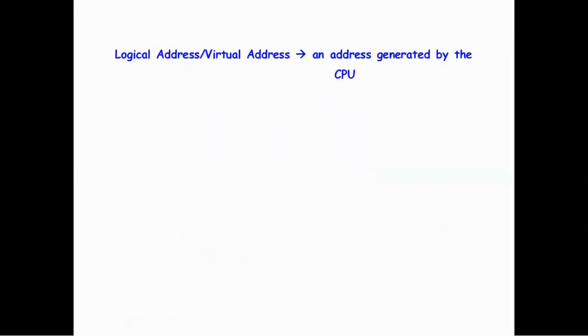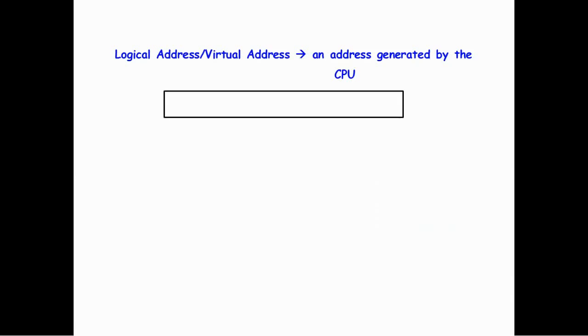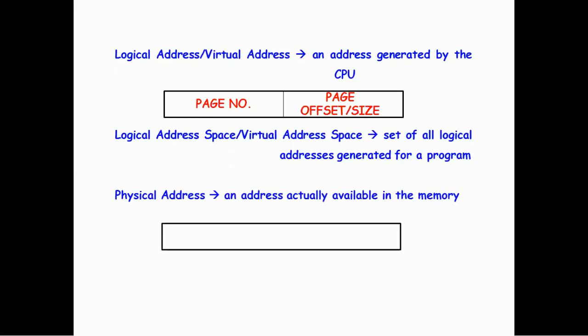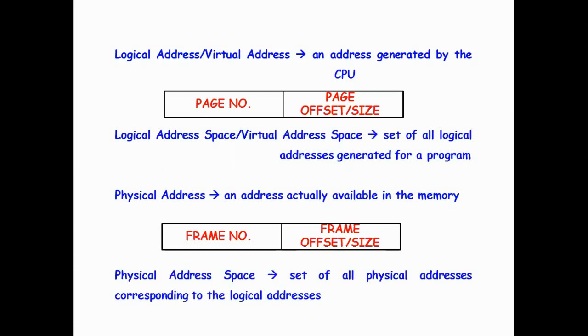The logical address or virtual address is an address generated by the CPU. The logical address consists of 2 parts, and they are page number and page offset. Page offset can also be called as page size. The logical address space or virtual address space is nothing but set of all logical addresses generated for a program. Then physical address is an address that is actually available in the memory. Physical address consists of 2 parts, and they are frame number and frame offset or frame size. The physical address space is set of all physical addresses corresponding to logical addresses.